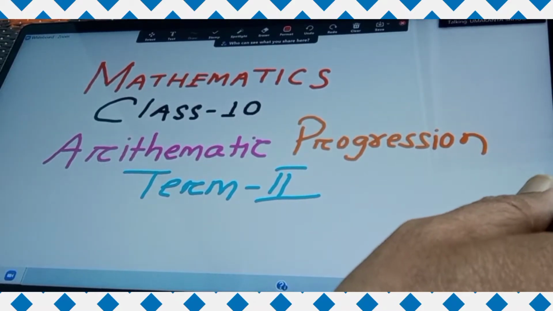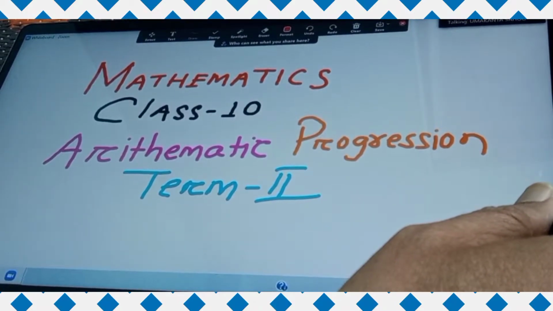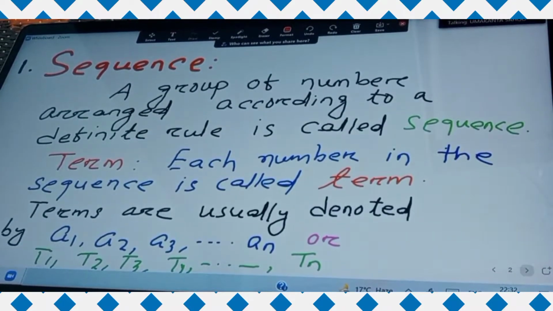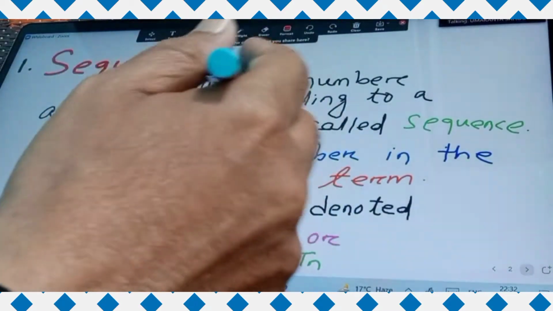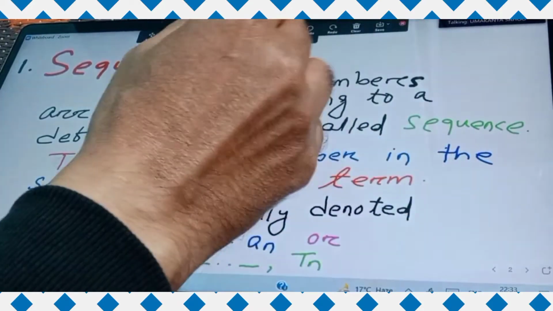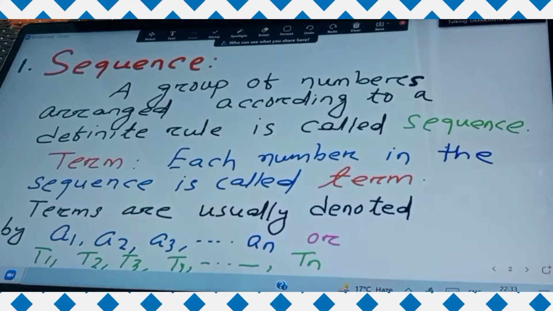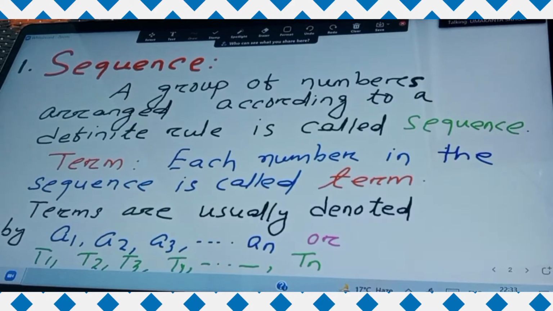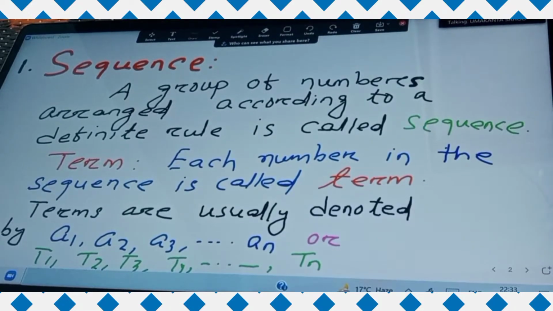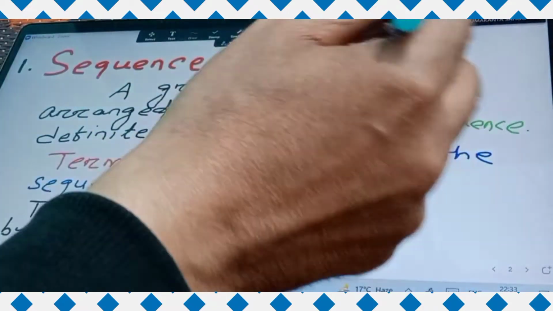So let me start with the class here, mathematics class 10 arithmetic progression, term 2 examination. First, I am going to discuss what is a sequence. A sequence is a group of numbers arranged according to a definite rule.